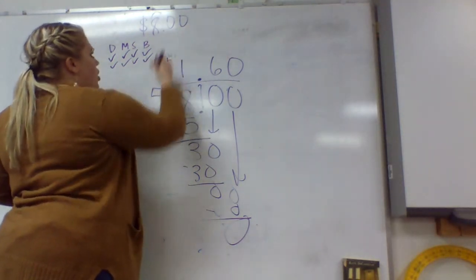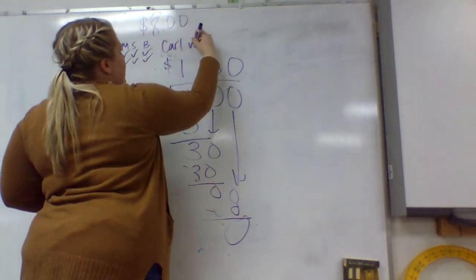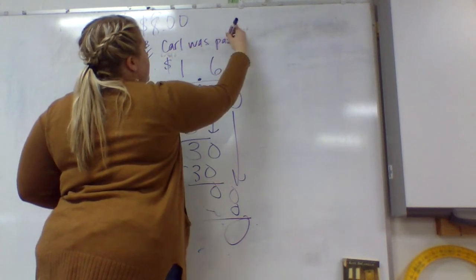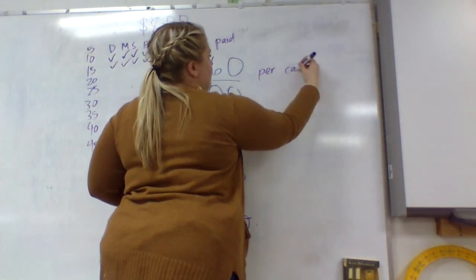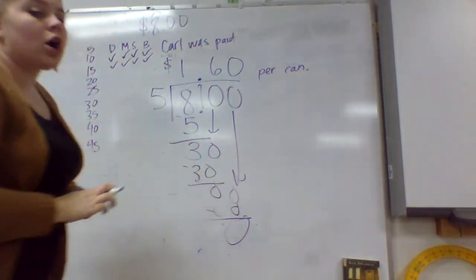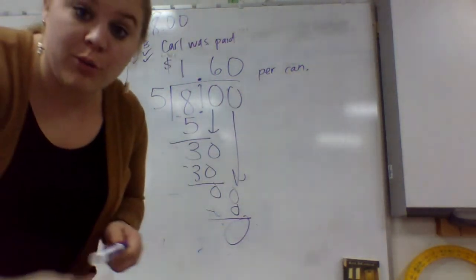So Carl was paid $1.60 per can. The division's no harder. You just have to keep your decimal point lined up.